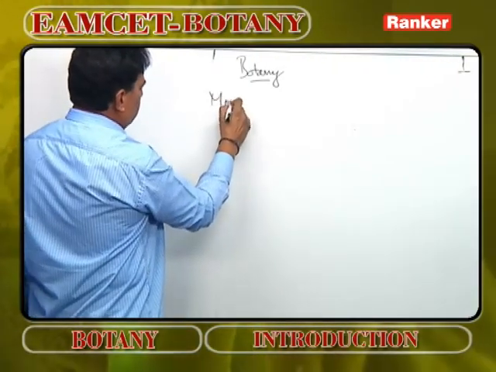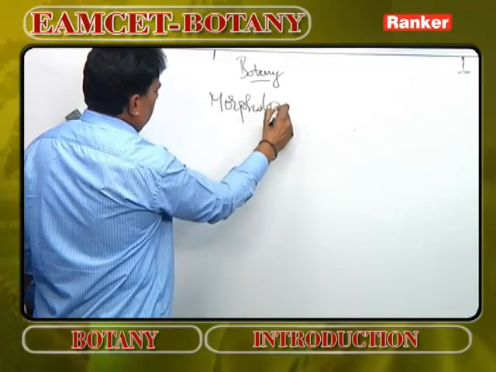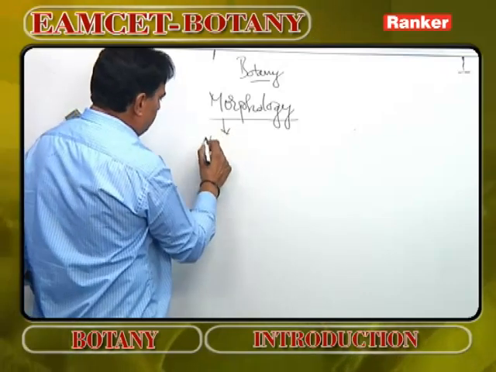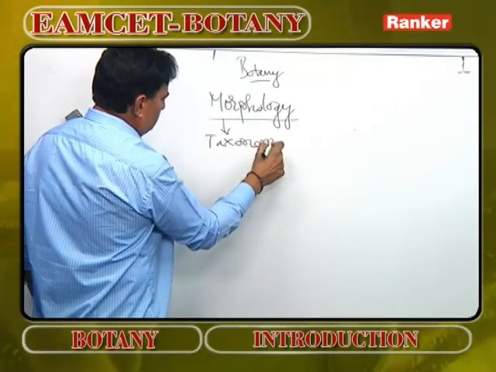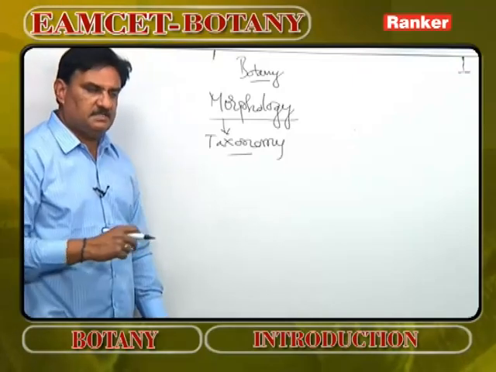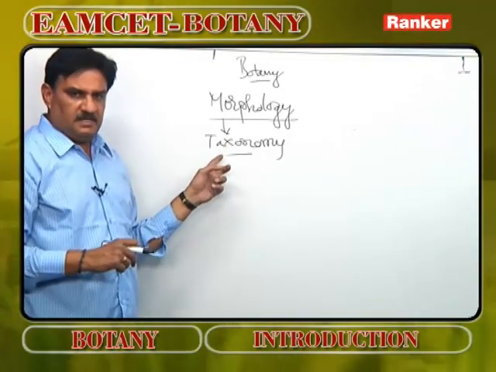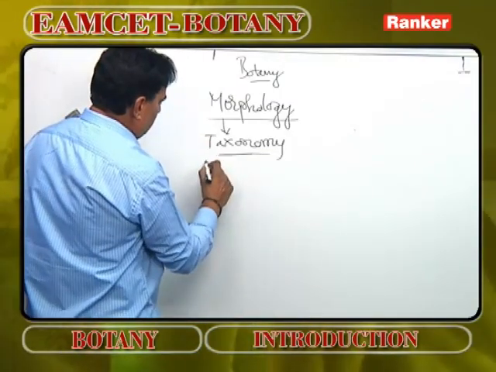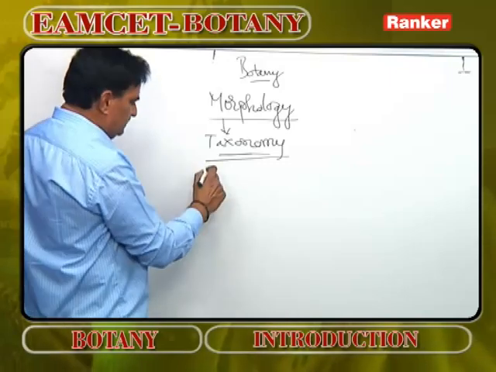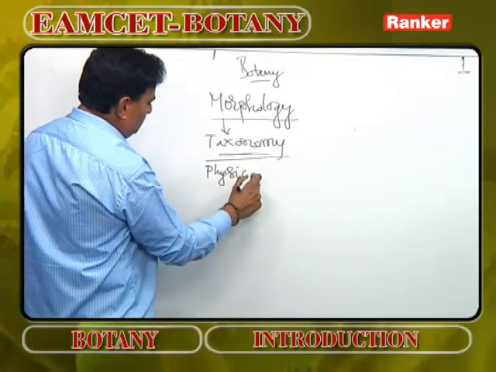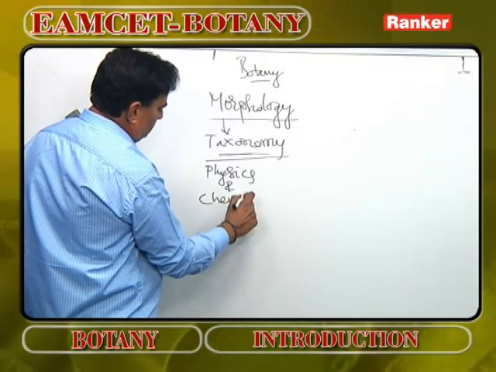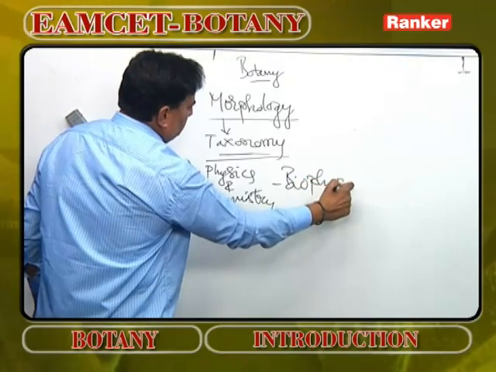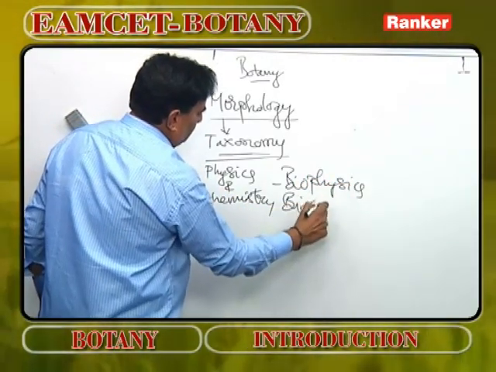The basic branch in botany is morphology. This morphology led to taxonomy. Morphology is the study of various aspects in plants. Taxonomy means the study of classification of plants. Gradually, so many branches came into existence. Physics and chemistry got involved in botany, resulting in the development of two branches: biophysics and biochemistry.